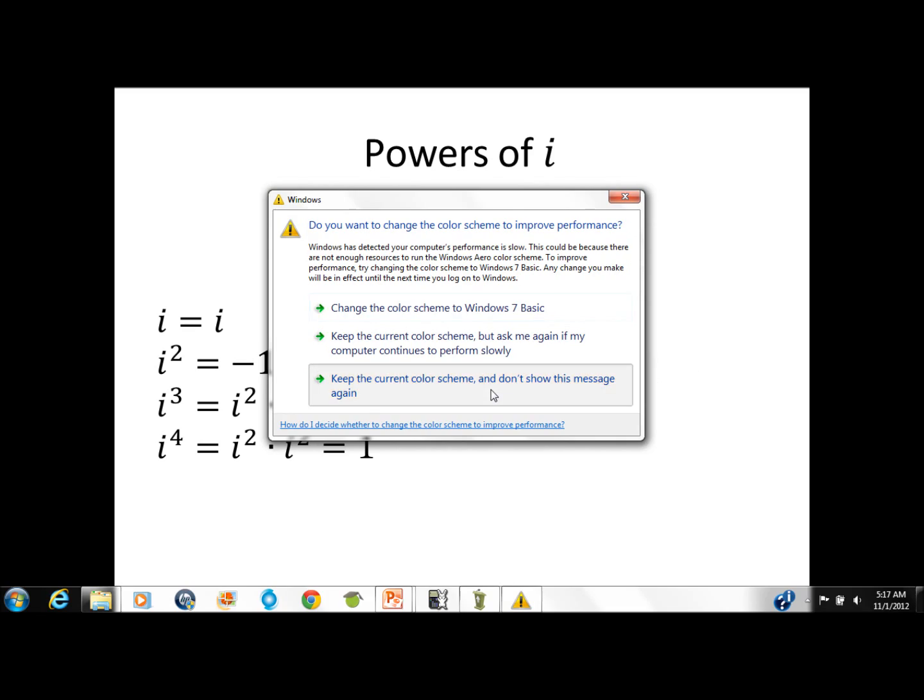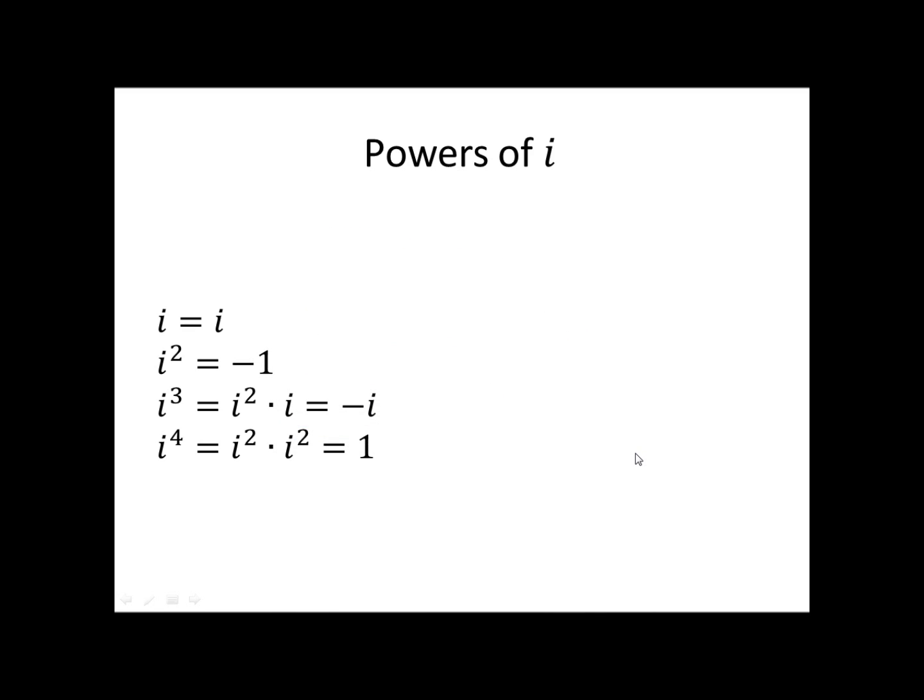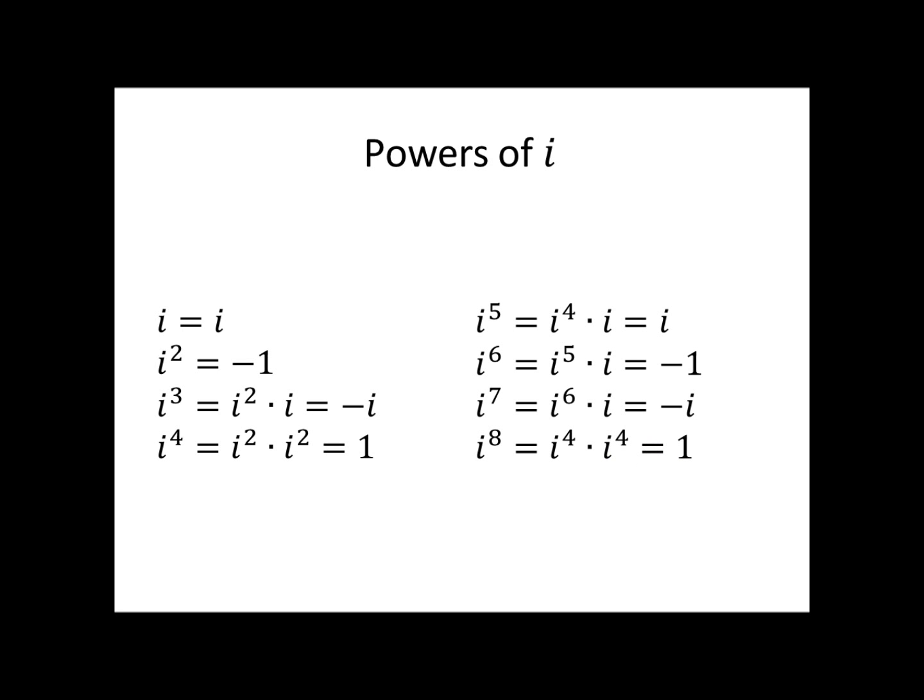i to the fourth is equal to i squared times i squared, which is equal to 1. Now the pattern repeats. i to the fifth, well, that's equal to i. i to the sixth is equal to negative 1. i to the seventh is equal to negative i. And finally, i to the eighth is equal to 1. And then this whole pattern repeats.